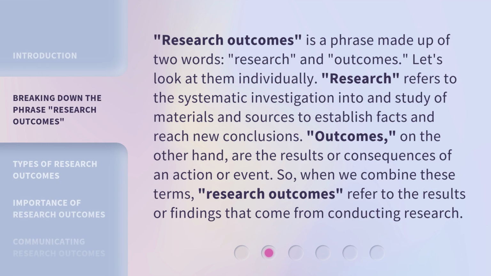Research outcomes is a phrase made up of two words, research and outcomes. Let's look at them individually. Research refers to the systematic investigation into and study of materials and sources to establish facts and reach new conclusions. Outcomes, on the other hand, are the results or consequences of an action or event. So, when we combine these terms, research outcomes refer to the results or findings that come from conducting research.